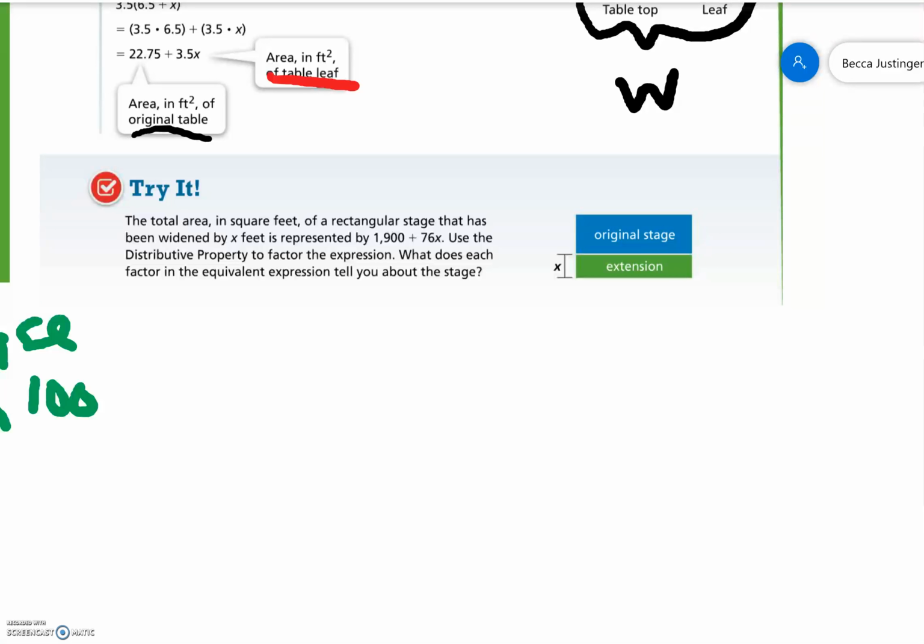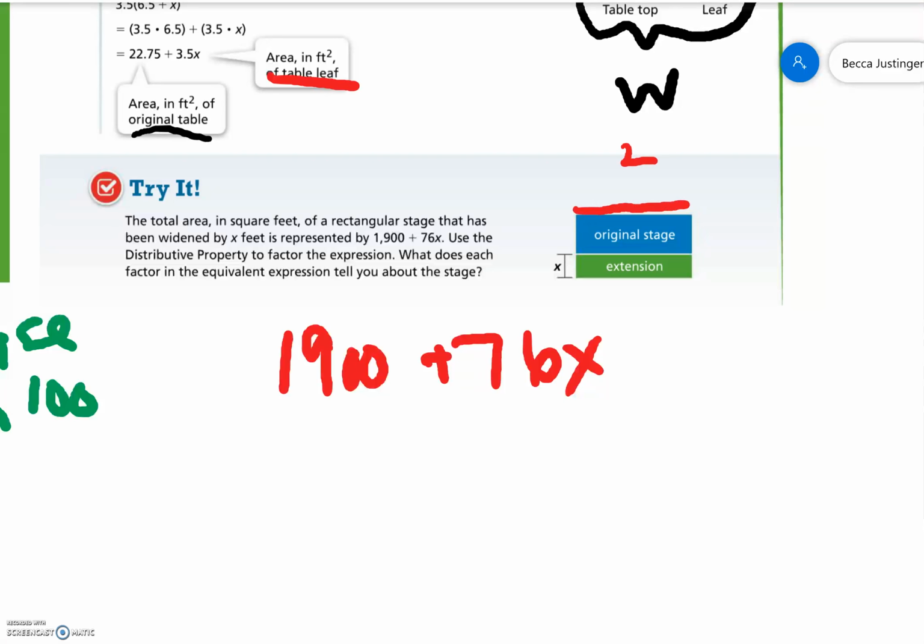The total area in square feet of a rectangular stage that has been widened by x feet is represented by 1,900 plus 76x. Use the distributive property to factor the expression. What does each factor in the equivalent expression tell you about the stage? Well, I know that the length is going to be this part. That's going to be what we divide out. That's going to be our GCF. And the width is going to be something plus x.